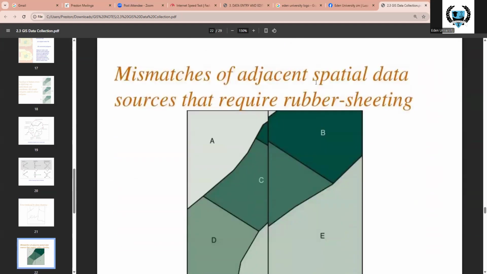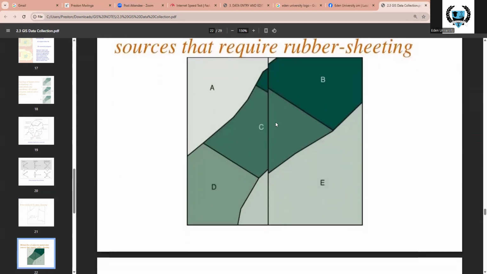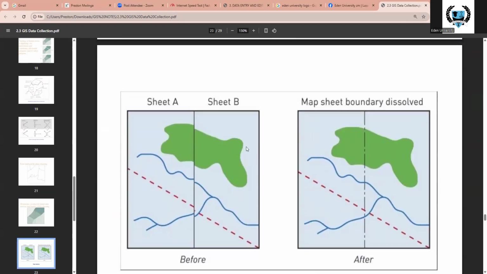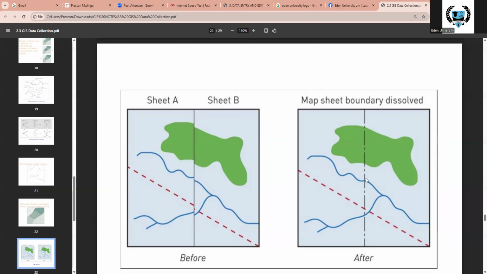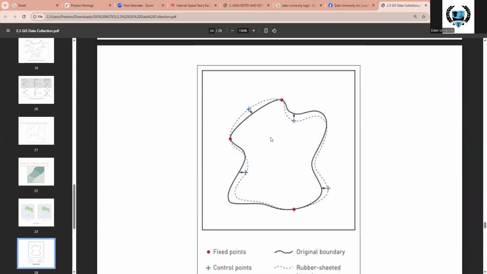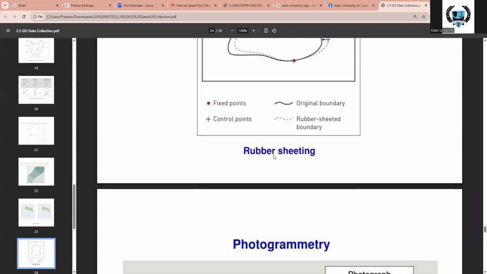Okay, mismatches of adjacent spatial data sources that require rubber sheeting. So there we are. This one is edge matching. Okay, so we've got sheet A, sheet B, and this is before and then after they've been matched. This is how it looks. Rubber sheeting, this is how it looks.